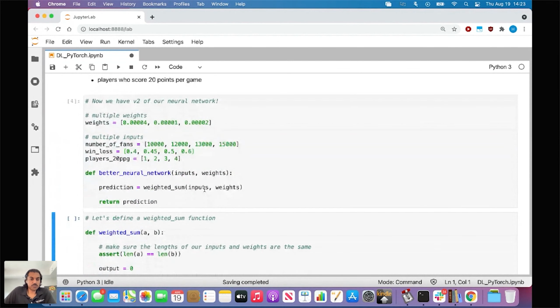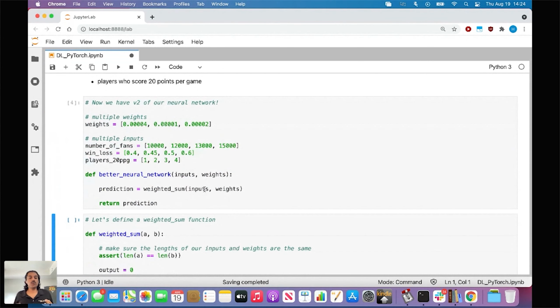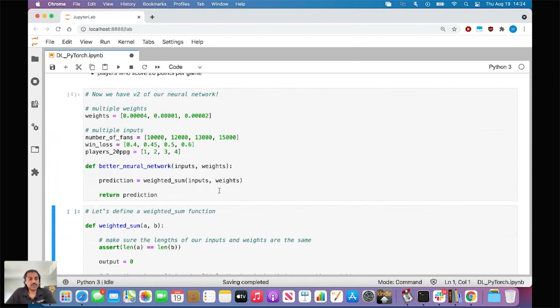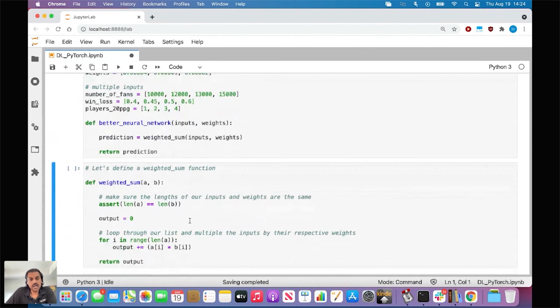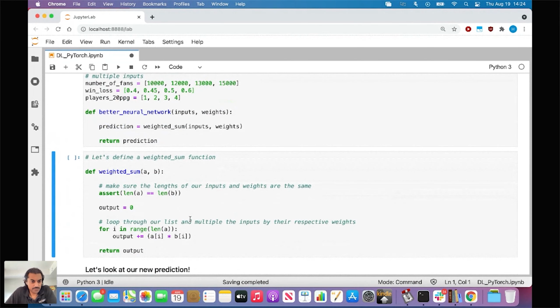So when we have multiple inputs like this, what do we want to do? We want to do something called a weighted sum. Because if we want a complete picture of our prediction, whether the Hawks are going to win or not, we want to combine all these inputs and weights into one big sum. And just right below that, I defined a quick weighted sum function.